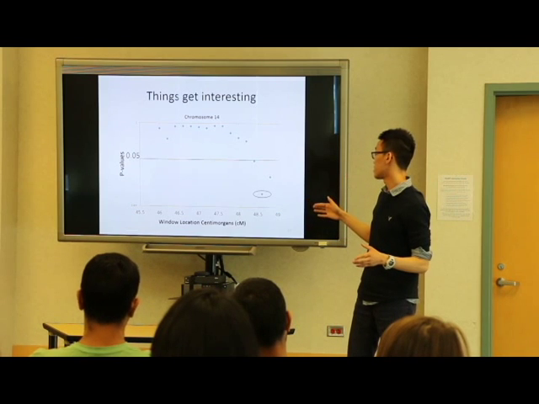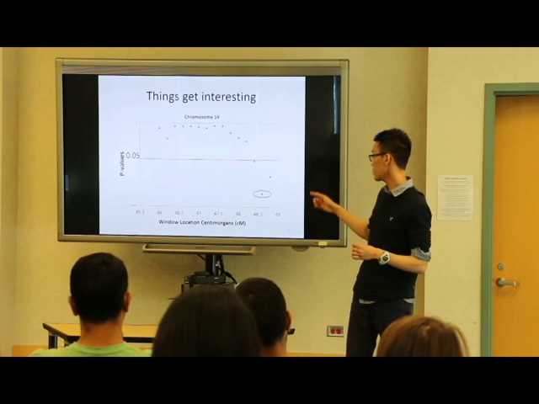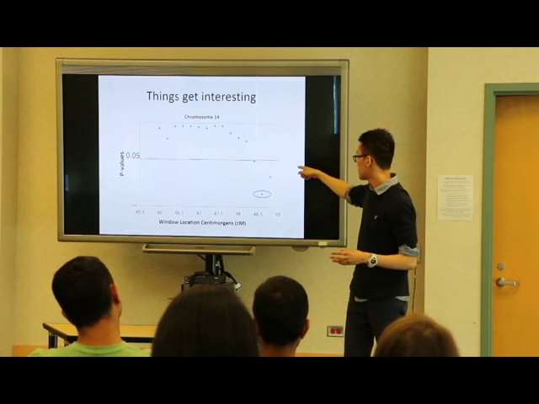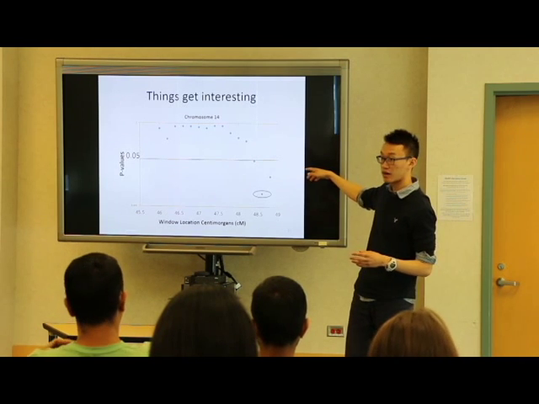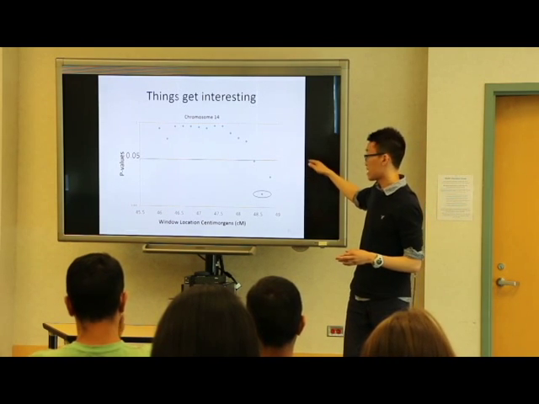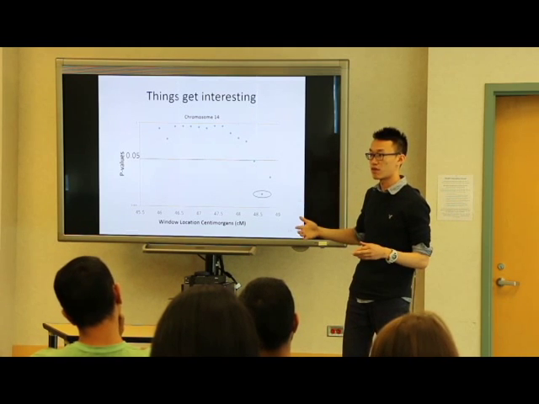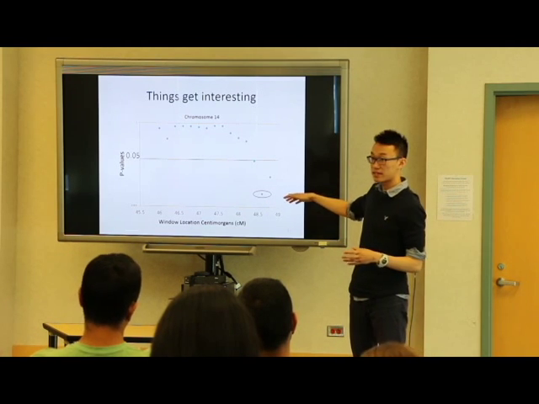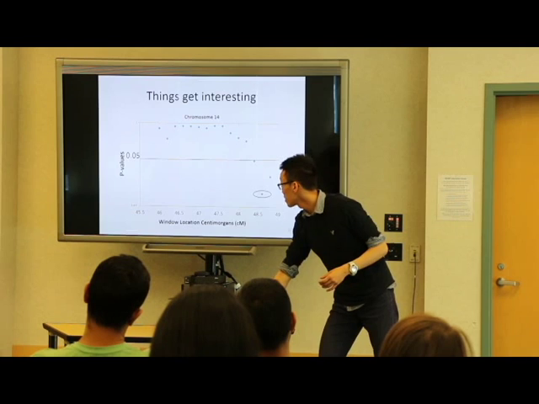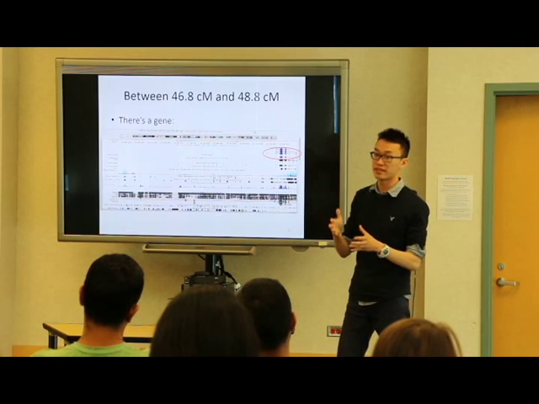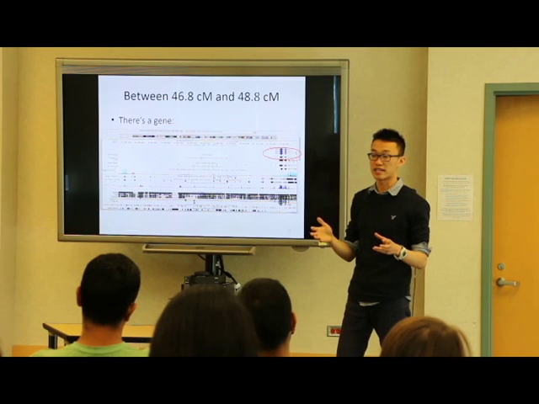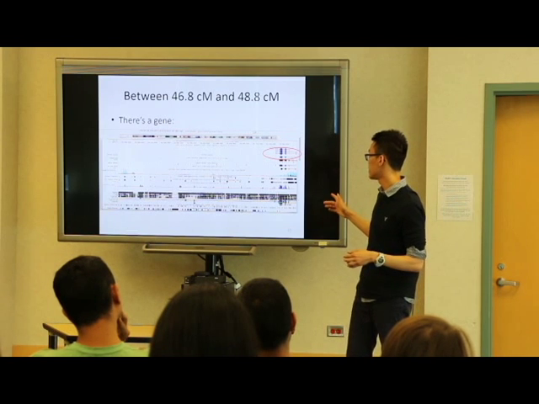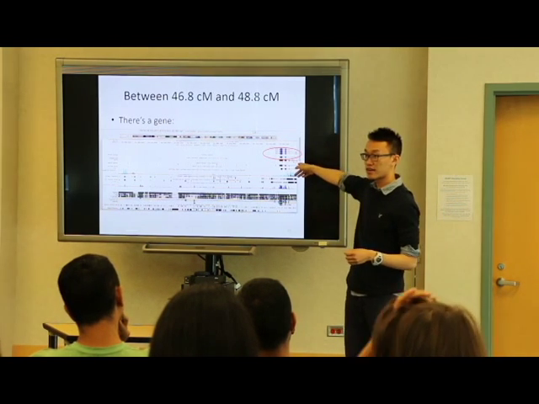Then things got a lot more interesting when we looked at chromosome 14. Again, we looked at the p-values in our region of interest, and we had three regions which were below our cutoff value, 0.05. After doing our resampling and correcting for sampling errors, we found that this region over here, around 48.5 centimorgans, to be significant. So I looked a bit deeper to see which genes were actually within these windows of interest, and I was able to find one gene in this area, BMP4, circled over here.